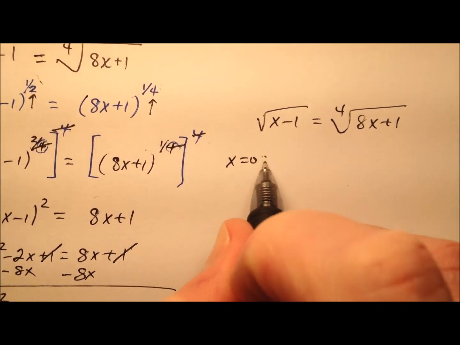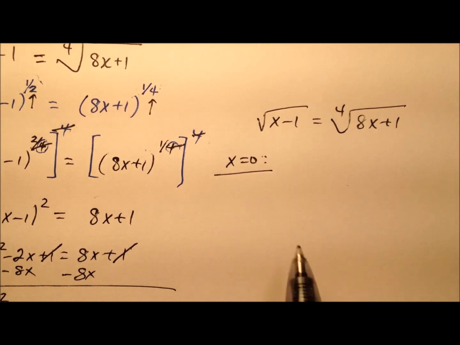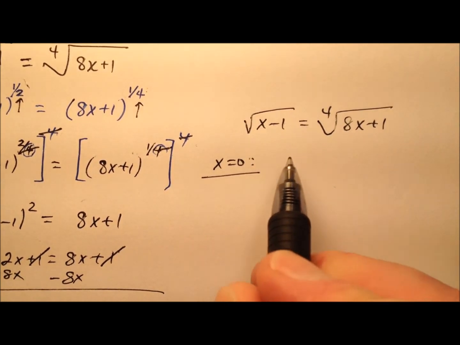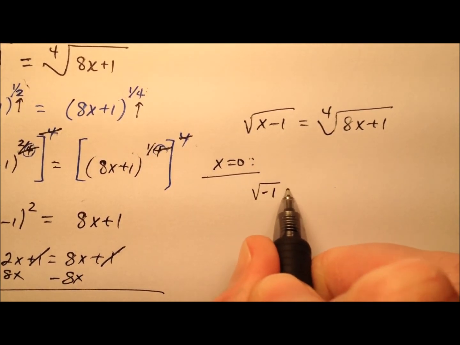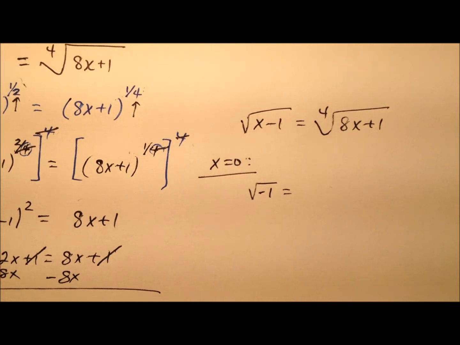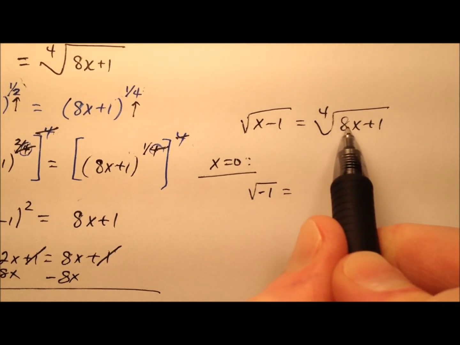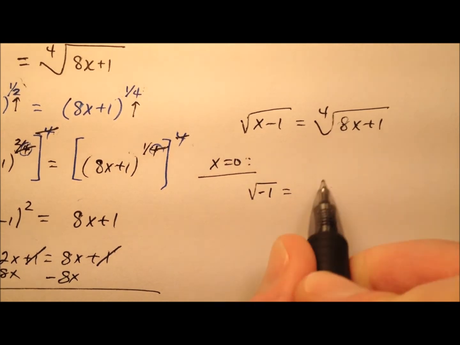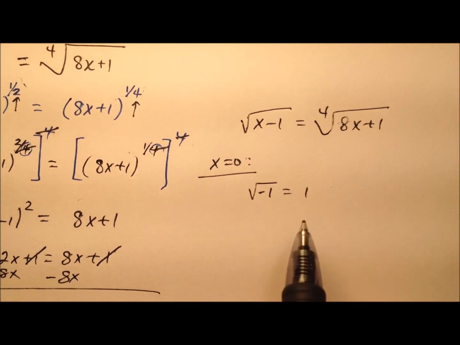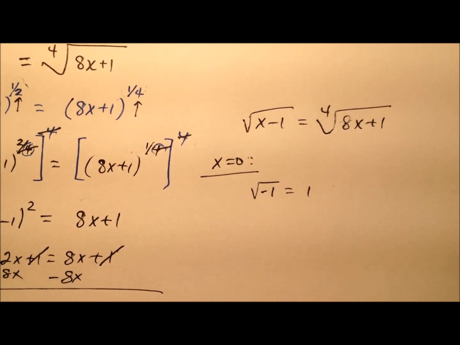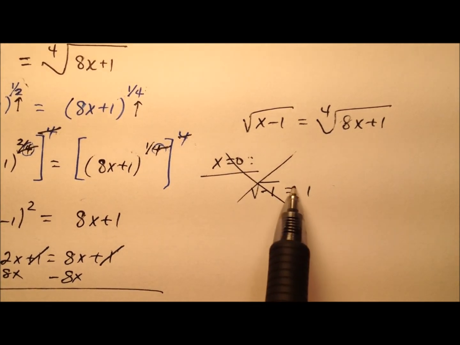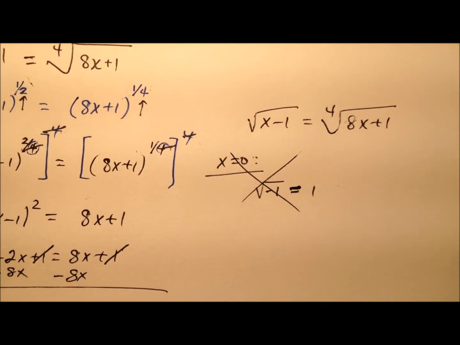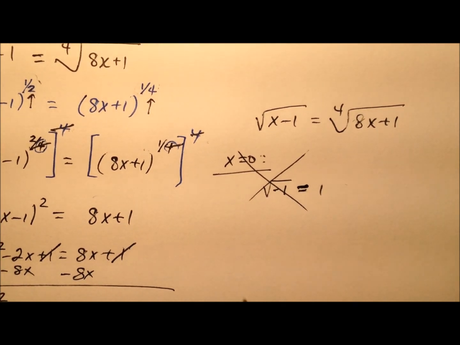So we'll start with x equals 0. So 0 minus 1 is negative 1, so it's the square root of negative 1. Well, we kind of have a problem here already. On the right side, 8 times 0 is 0, plus 1 is 1, and the fourth root of 1 is 1. So yeah, we can see this one's not going to work out. So x equals 0 is going to be an extraneous solution because we do not want to work with complex numbers here. We want to keep everything real.